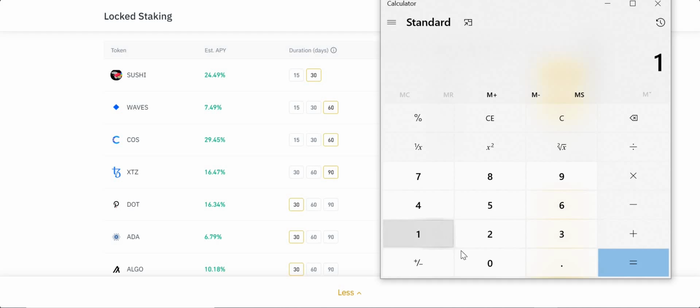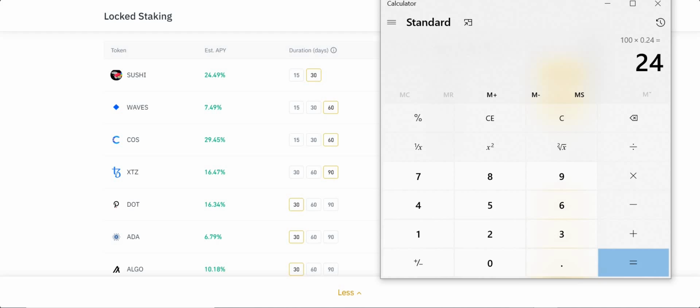If I deposit 100 sushi, what this is saying is that if I deposited 100 sushi for 1 year, I would get a return of 24% on my initial investment. So if I deposited 100 sushi for the year, I would get in return, multiplied by 0.24, 24 sushi. So if I deposit 100 sushi for 1 year, I'll end up with 124 sushi. But that's not what I'm going to get for 30 days because that is the annual percentage yield. I'm depositing for 30 days.